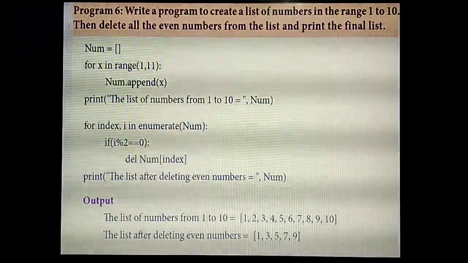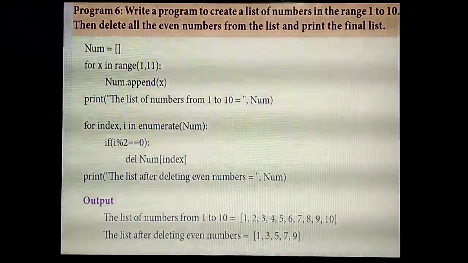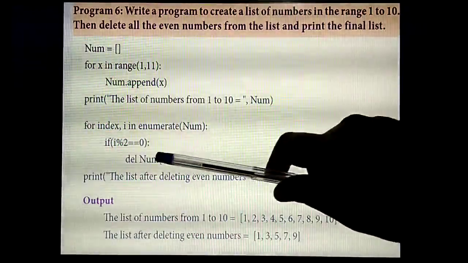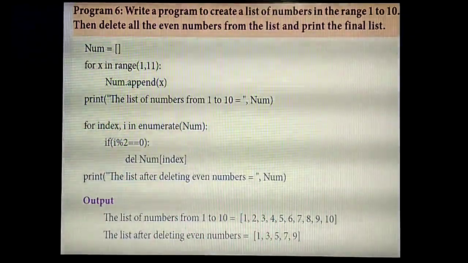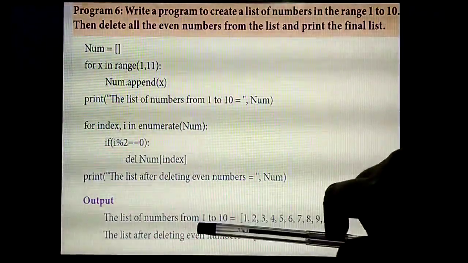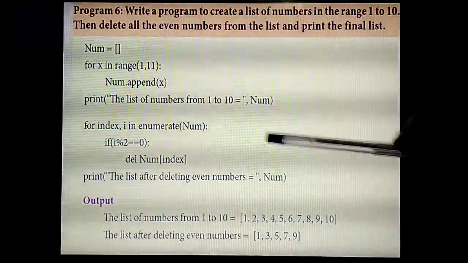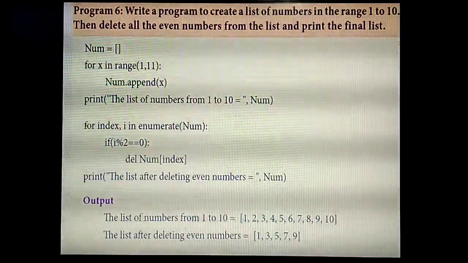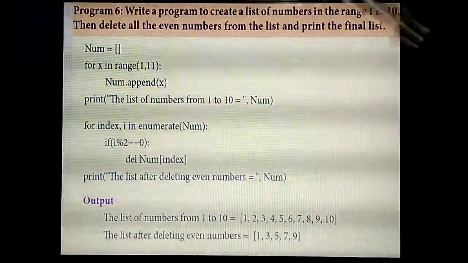Understand? Next, in the print statement you display the list after deleting even numbers. After all the even numbers get deleted, the remaining numbers are stored in which list? num. Okay, so listen, see the output. First it will display the list of numbers from 1 to 10. You have already given the range 11, and the last number is n minus 1, so 11 minus 1 is 10. Now see the next one, the list after deleting even numbers.